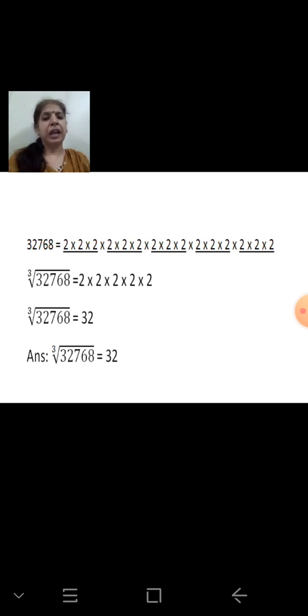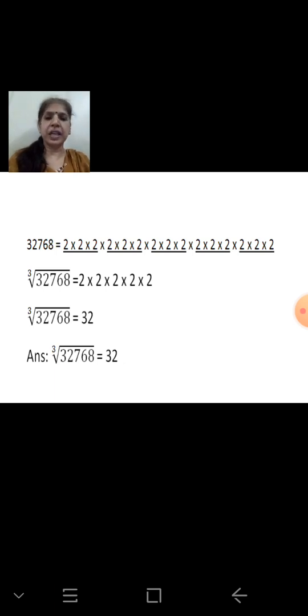32,768. And then you pick one number from each group: 2 into 2 into 2 into 2 into 2, 5 times. 2 2s are 4, 4 2s are 8, 8 2s are 16, 16 2s are 32. So your final answer is: cube root of 32,768 is 32.